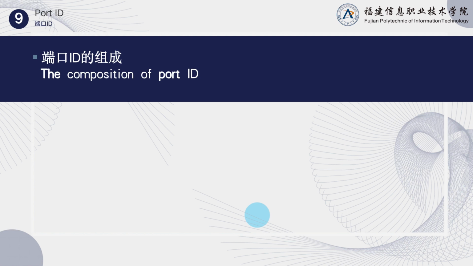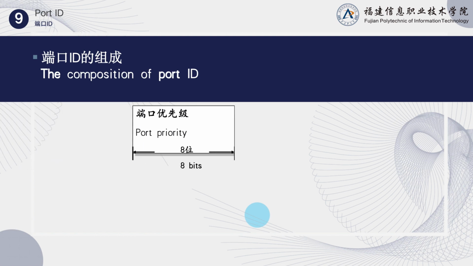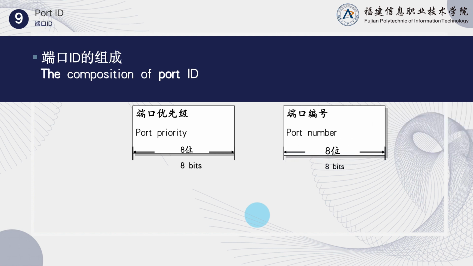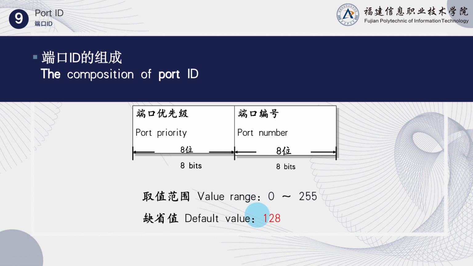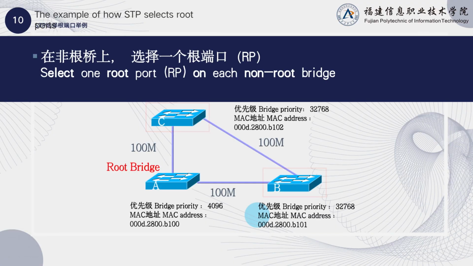The second part is a port ID. It is composed of 8 bits of port priority and 8 bits of port number. The default value of the port priority is 128. Let's look at the following example of how to select a root port. On B and C, the ports closest to switch A are the root ports of B and C.